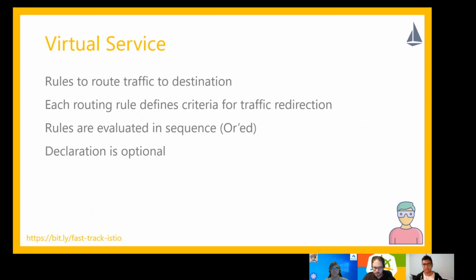You can have multiple conditions which the request needs to meet in order to reach a particular destination. You specify all those conditions in sequence, and the conditions are ORed, as in even if one of the conditions is satisfied, the rule set in itself is satisfied and the request moves along. Virtual service is an optional component, so it doesn't matter whether you specify a virtual service or not.